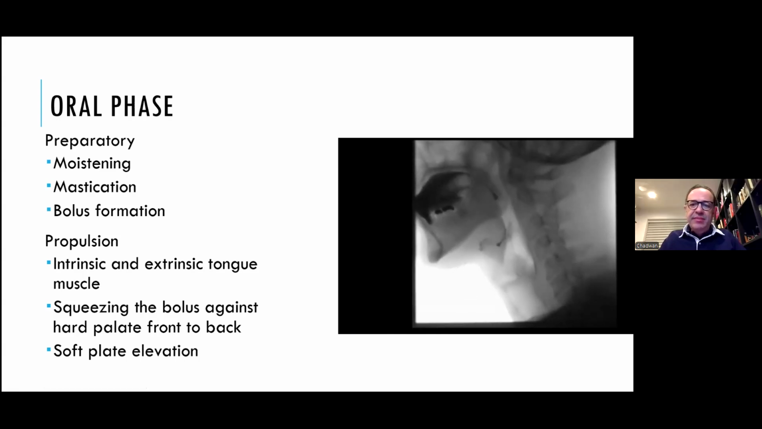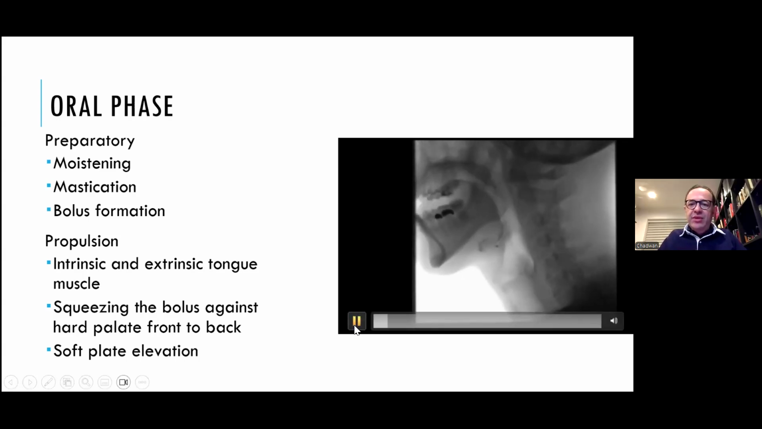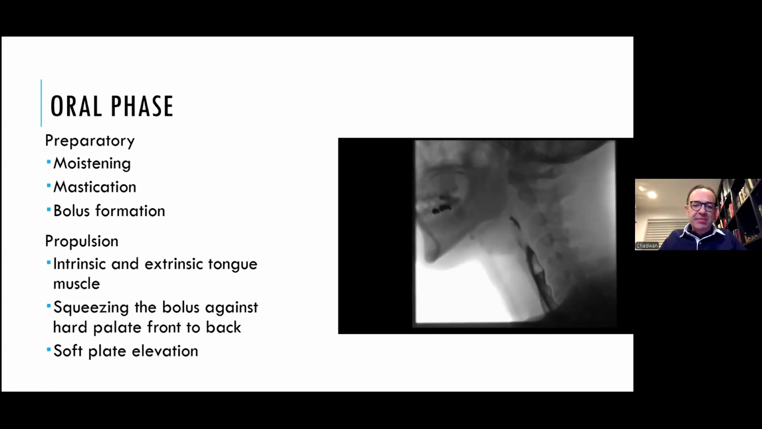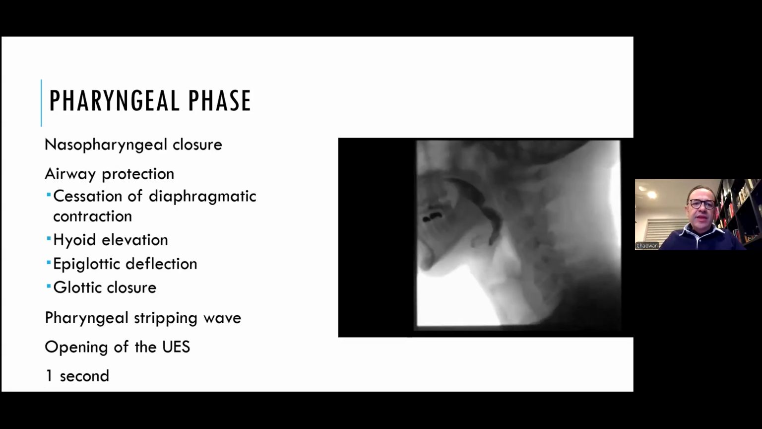Here the patient is taking a liquid bolus. If you focus on how the tongue moves, you will see it starts from the front, pressing against the palate, and then tips the bolus backward. The oral phase ends when the soft palate elevates to close the nasopharynx. Then we move to the pharyngeal phase, which starts at that point with nasopharyngeal closure.